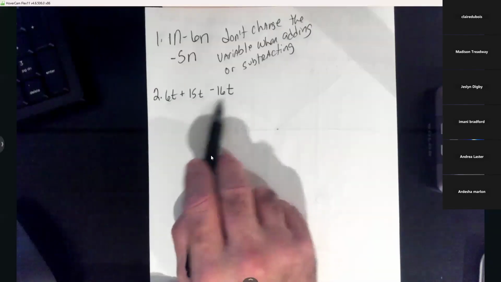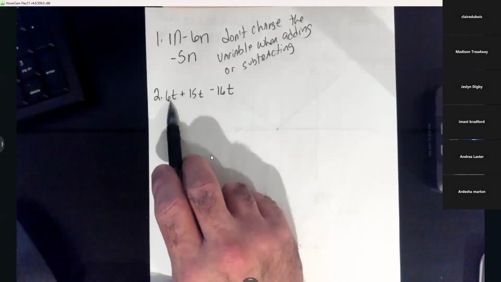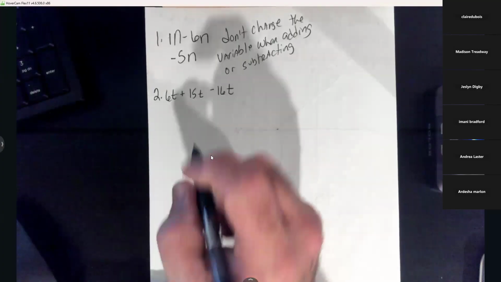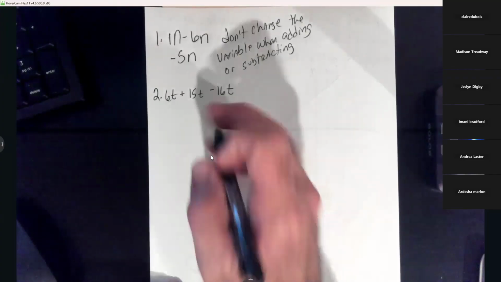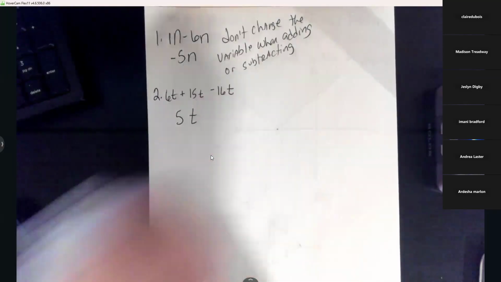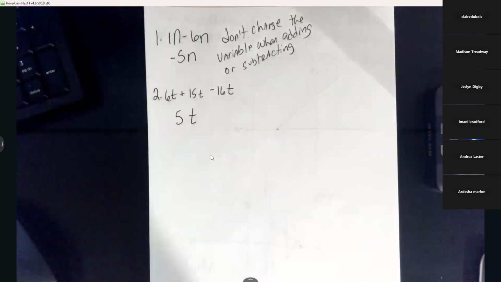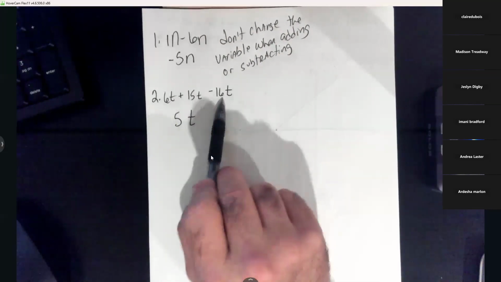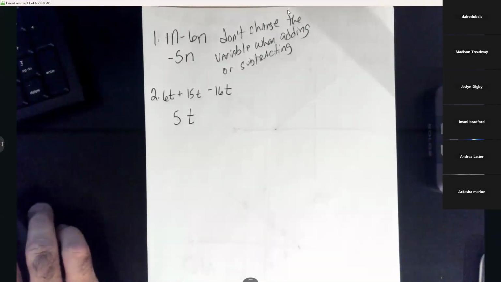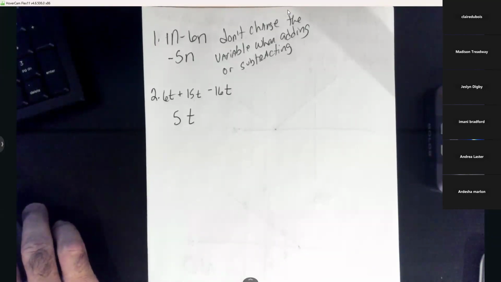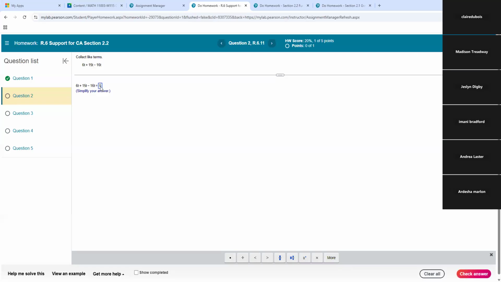Same thing, all these are t's, so they are like terms. So what we would do is add the numbers. 6 plus 15 is what, 21? And then 21 minus 16 leaves me a 5, and then my t. Perfect, y'all. So 5t is definitely the answer on that one. So just remember, I'm not changing the variable. I'm just changing how many I have, okay? So we cannot change these variables unless we're multiplying or dividing. All right, y'all said that was what, 5t? So you put in your 5t, and then you check that.